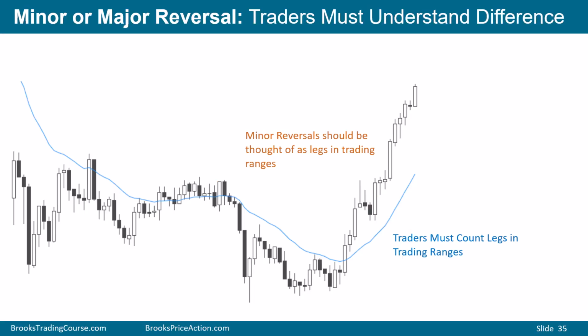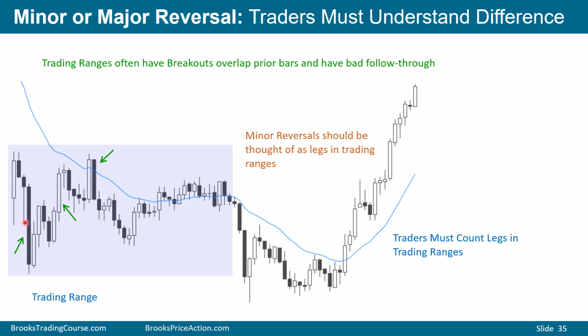Traders must understand the difference between a minor and major reversal because you trade them differently. Minor reversals should be thought of as legs in trading ranges. Here's a trading range. Bulls are buying here, and what are they doing? They're getting out below bear bars. That's because trading ranges often have breakouts overlapping prior bars that have bad follow through.